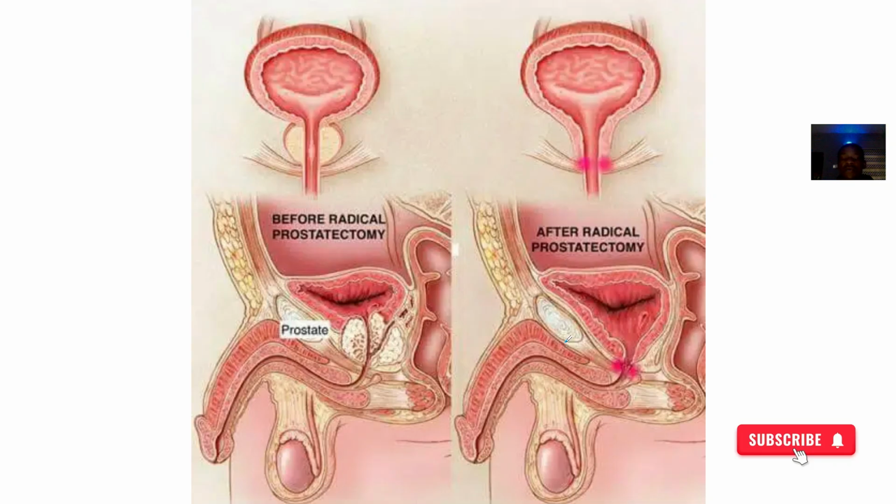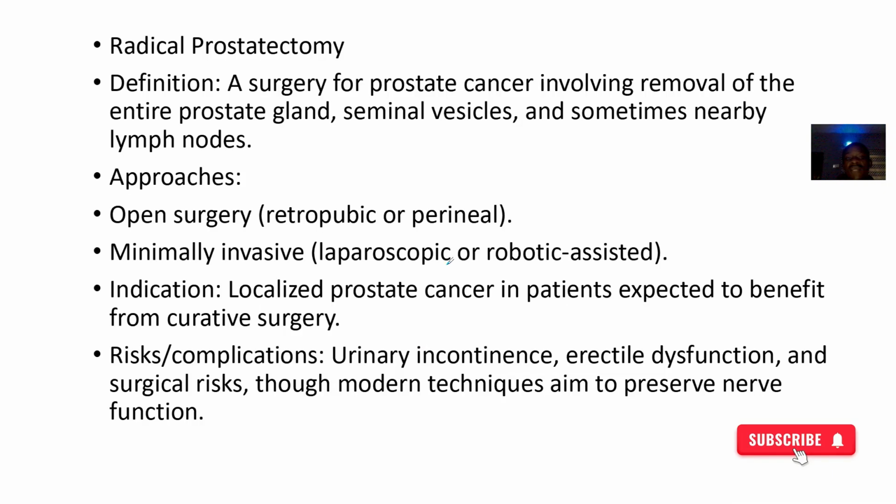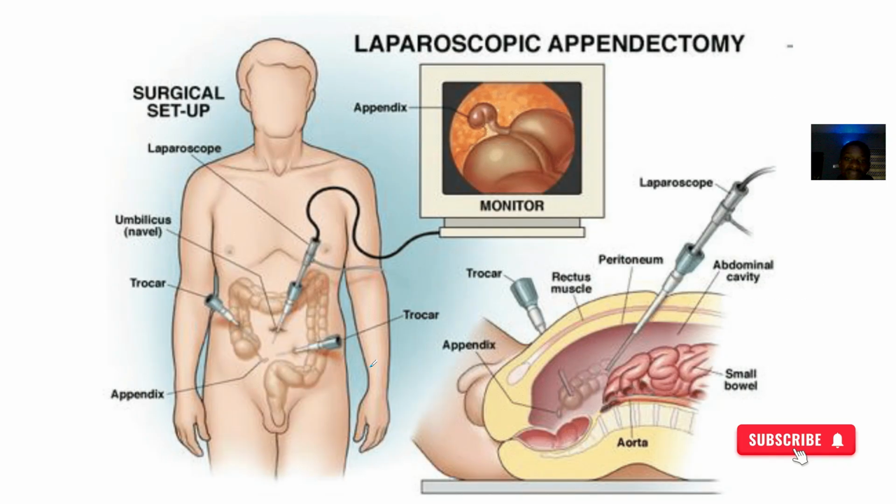Then for radical prostatectomy, I'm completely cutting out the prostate. It involves removal of the entire prostate gland, seminal vesicles, and sometimes you can even remove the lymph nodes around that place. You can do it through open surgery or minimally invasive surgery. It's mainly done for prostate cancer that has not gone far, so you remove everything because you don't want the cancer to spread further. It can cause urinary incontinence and erectile dysfunction. Do you understand? That was one of the craziest things there.